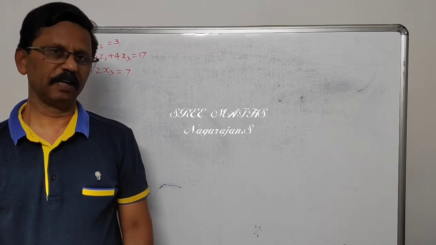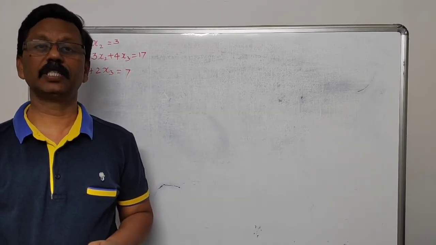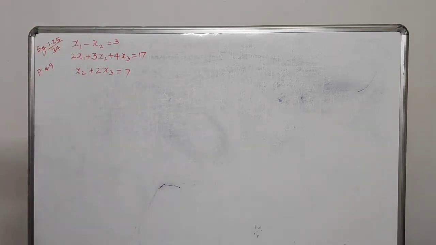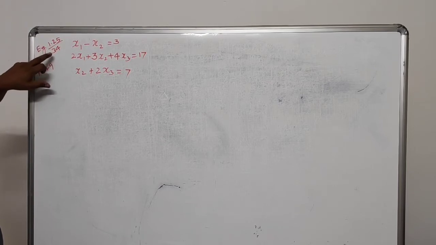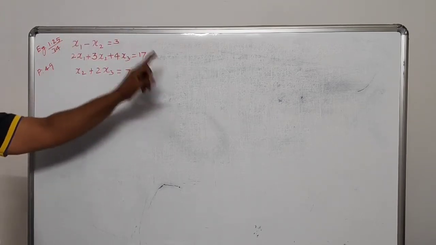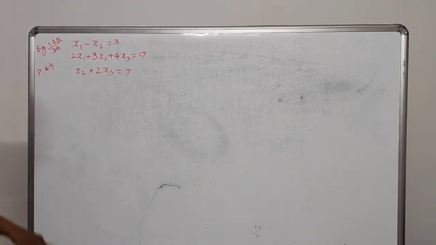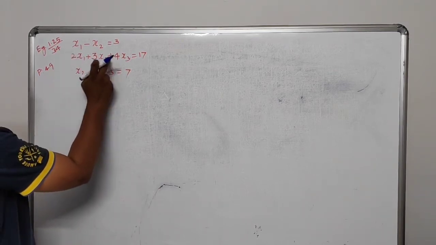In exercise 1.4, we are going to find the solution of a system of equations by Cramer's rule. This is example 1.25 given on page number 34 in our material, problem number 49. This is a system of three linear equations that you have to solve. Here the variables are x1, x2 and x3.